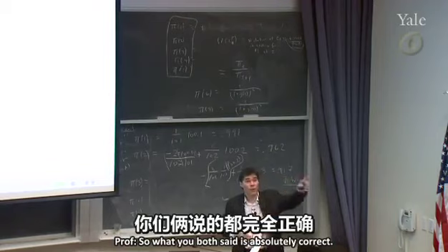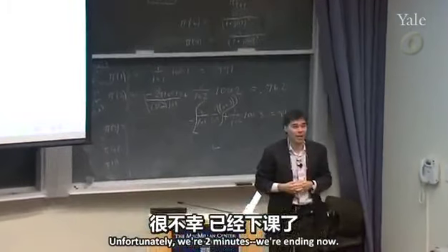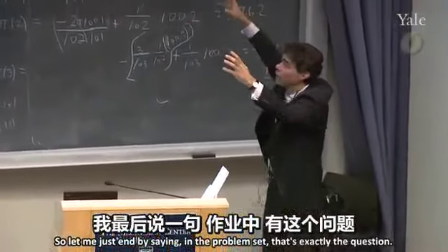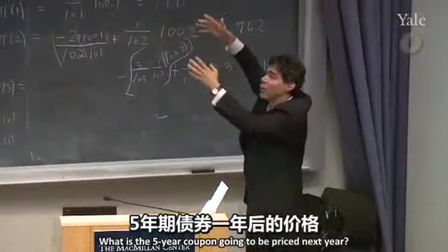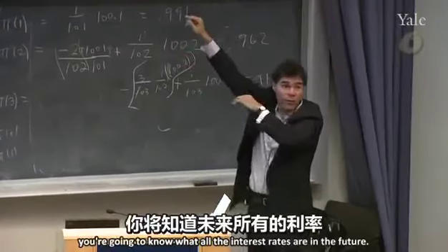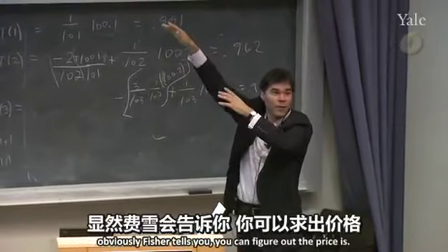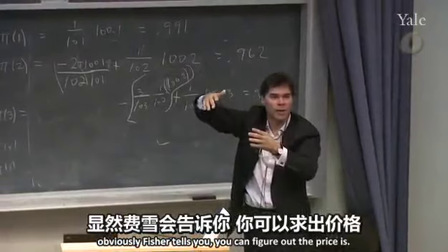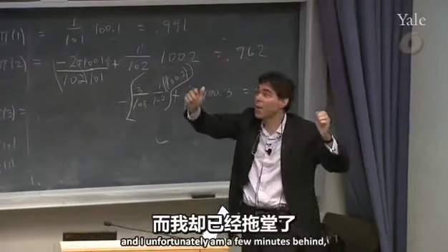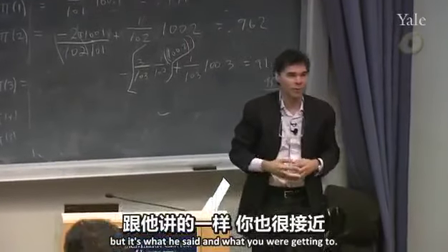Okay, so what you both said is absolutely correct. Unfortunately, we're ending now. So let me just end by saying, in the problem set, that's exactly the question. What is the 5-year coupon bond going to be priced next year? If there's a world of certainty, you're going to know what all the interest rates are in the future. And if you know what all the interest rates are in the future, obviously Fisher tells you you can figure out what the price is. However, to get the exact formula would take a few minutes, and I am a few minutes behind, so you're going to have to figure out what the right formula is. But it's what he said and what you were getting to.